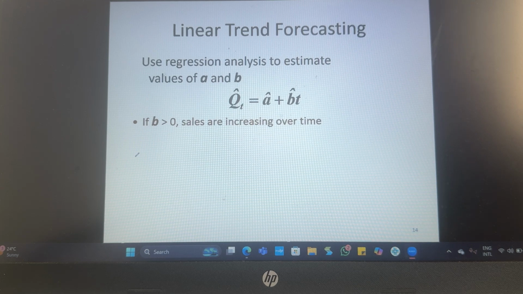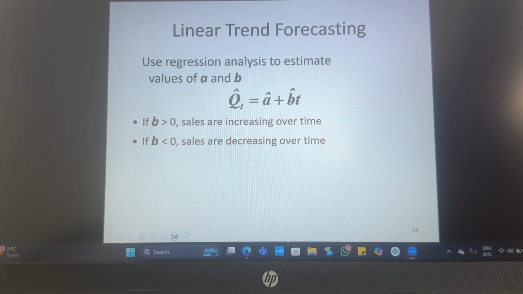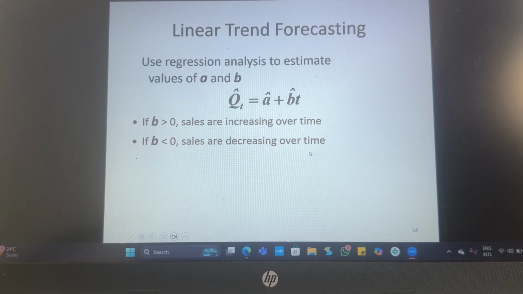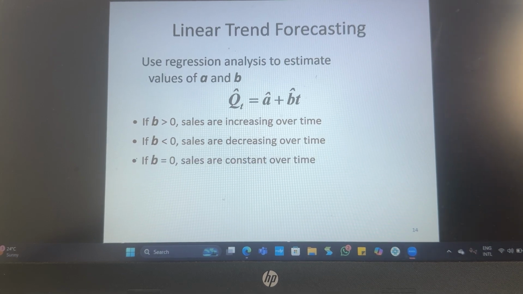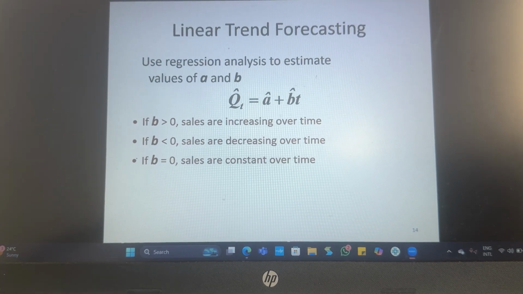And the next, if B is negative, you get a negative number here. What does it mean? Sales are decreasing over time. If B equals 0, what does it mean? Sales are constant over time, because over time sales is not changing.